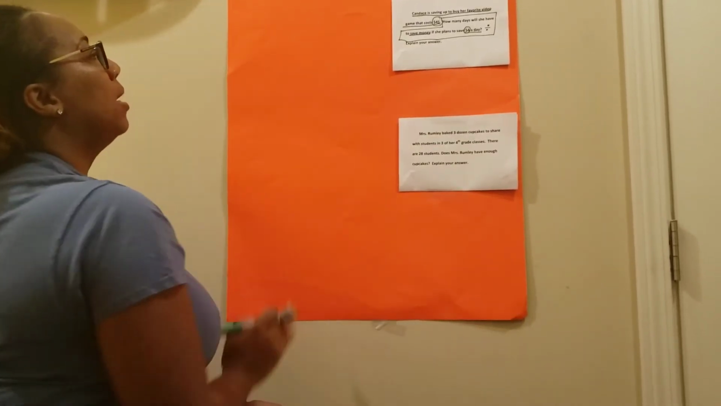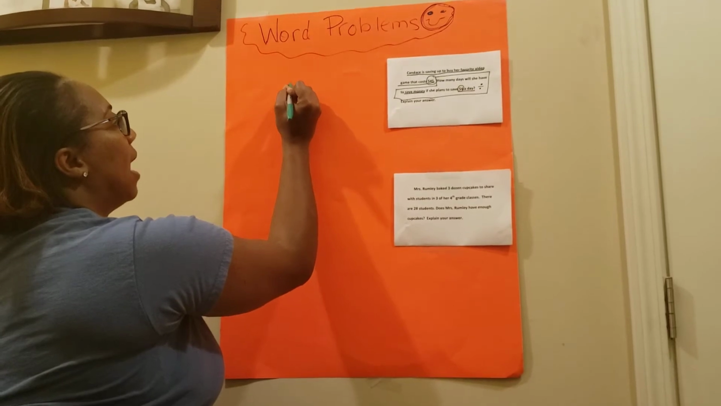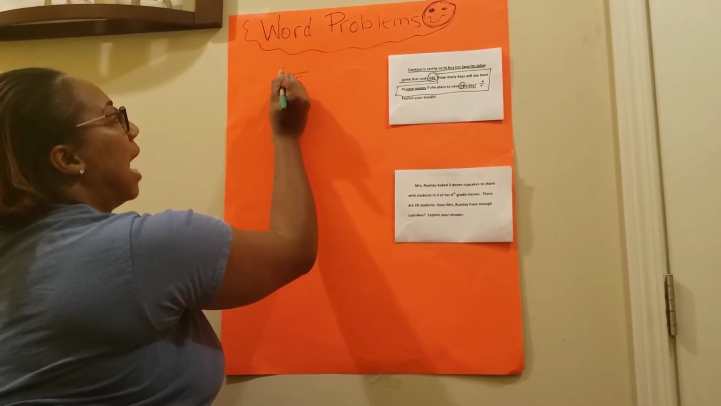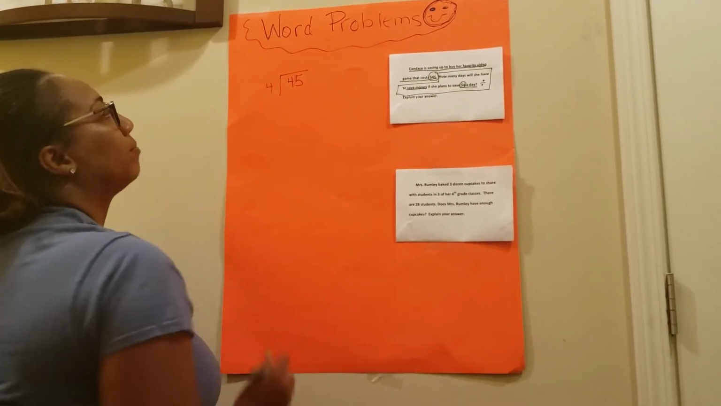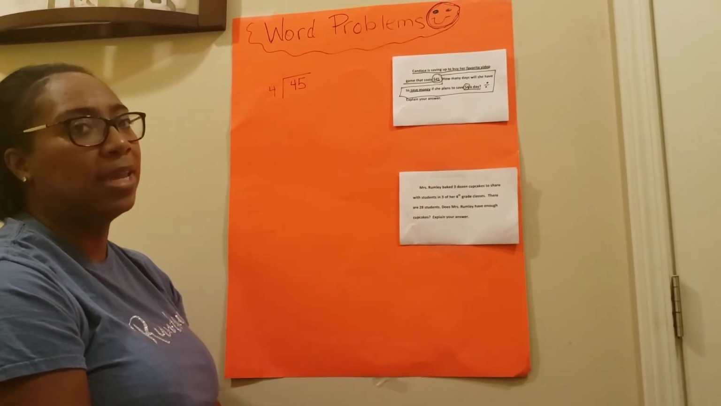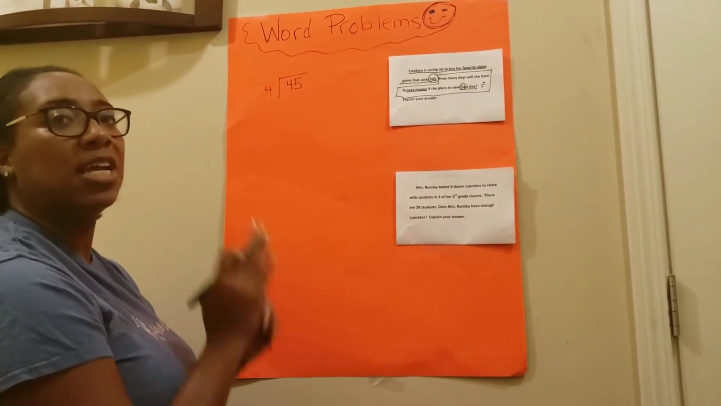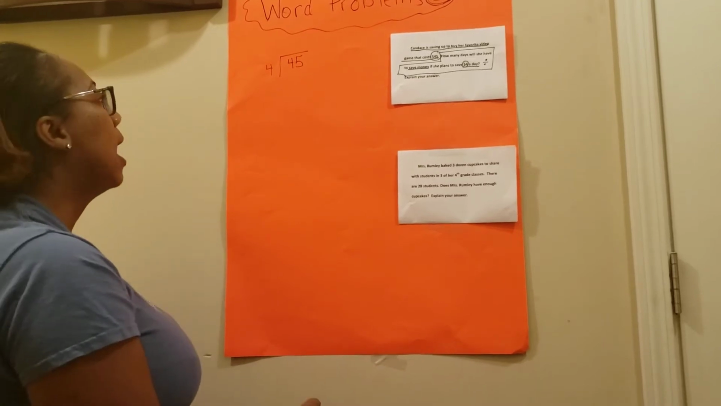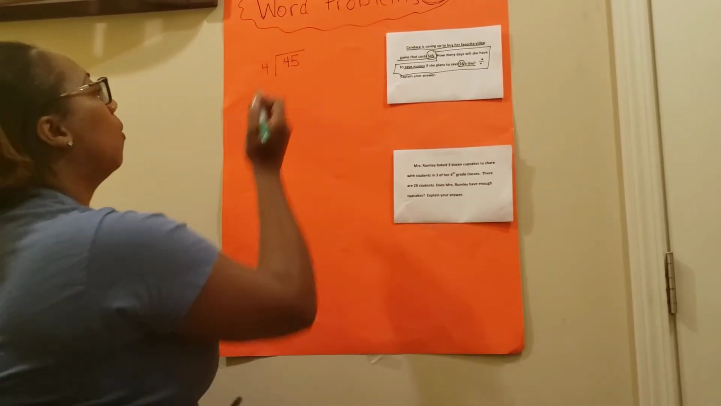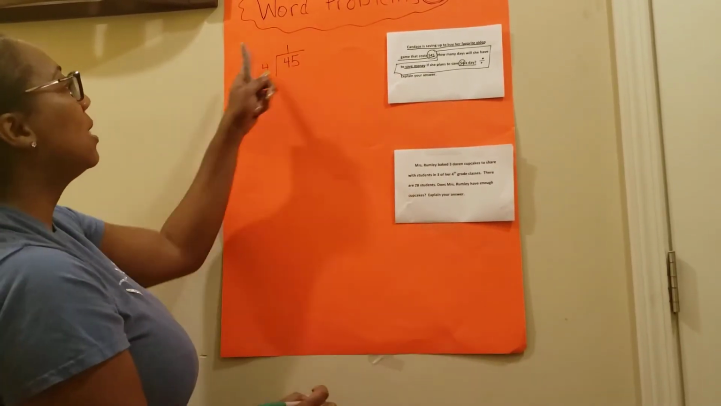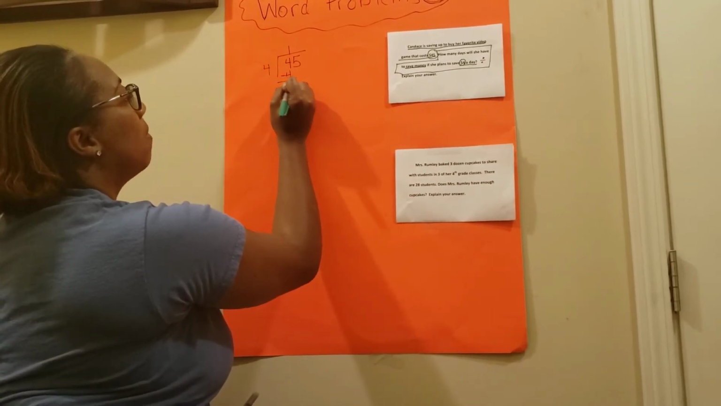So my problem here is going to be 45 divided by 4. I did the old school way, yes. Or you can do it the new school way, whichever way you divide. So 4 goes into 4 one time. 1 times 4 is 4. 4 minus 4 is 0.